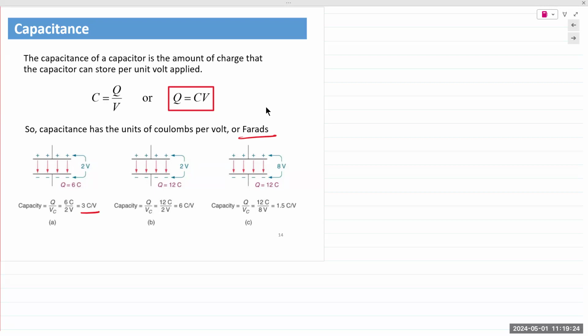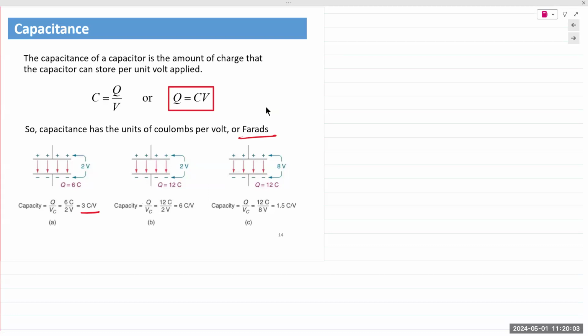Example B, we apply the same 2 volts, but now the capacitor design is 6 farads. When I say capacitor design, physical construction is a big factor in capacitor value. Okay. So again, capacitor designed to hold 6 farads. And so the stored charge can now go up to 12 coulombs, twice as much as example A. All right. Same amount of voltage being applied, but capacitance is now higher.